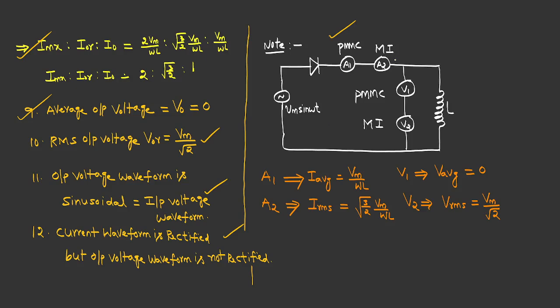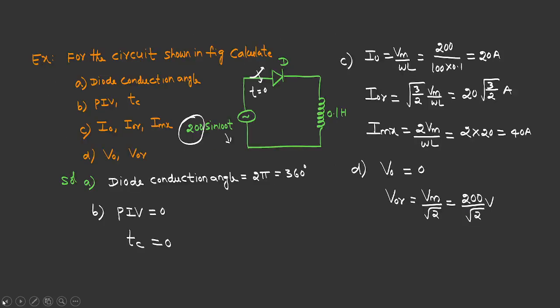Here a PMMC ammeter, an MI ammeter, a PMMC voltmeter, an MI voltmeter. The PMMC ammeter measures average current; average current is Vm by omega L. The MI ammeter measures RMS current, root 3 by 2 Vm by omega. The PMMC voltmeter measures the average value. What is the average voltage with respect to a pure inductor? 0. This is the RMS output voltage. That you have to know, and I solved one model of question. Please practice this question. If you are not practicing the formulas that I have given, it's better to practice this model of question.